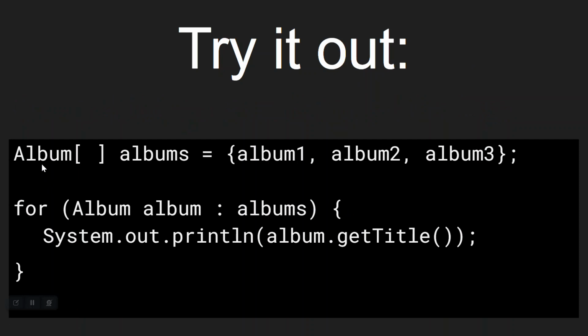So again, this is an array of album objects. So the data type this time is objects of the Album class. So I just need to make sure that I'm repeating that down here. The name of my array is albums, so that goes over here. And again, I just need to come up with a name for each one of these elements. So I'm just going to call it album. And then in my print statement, I would call album.getTitle.